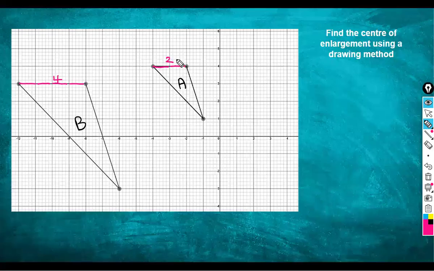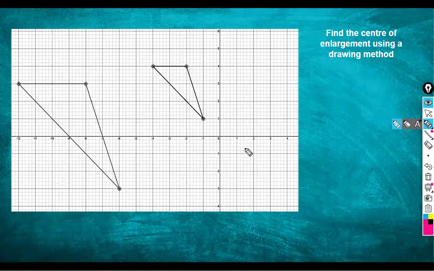So the enlargement factor is 2. But where is the center of enlargement? Remember, knowing the enlargement factor is not the only thing. Where is the laser beam being shot from? Right?